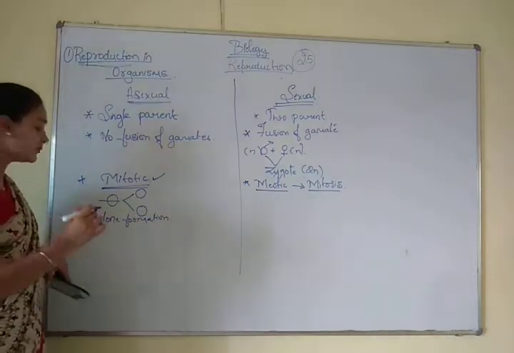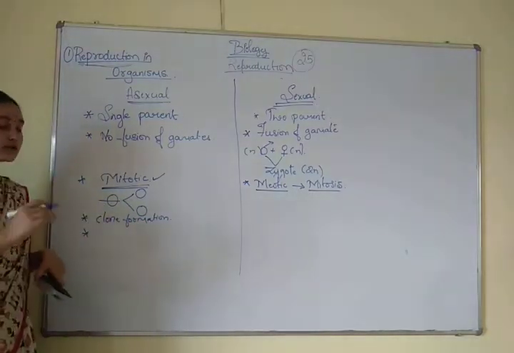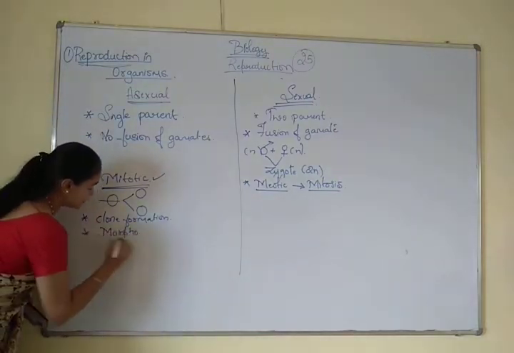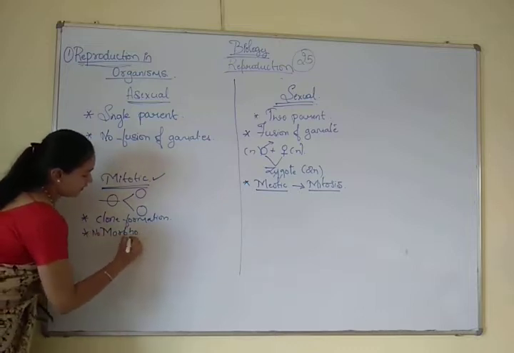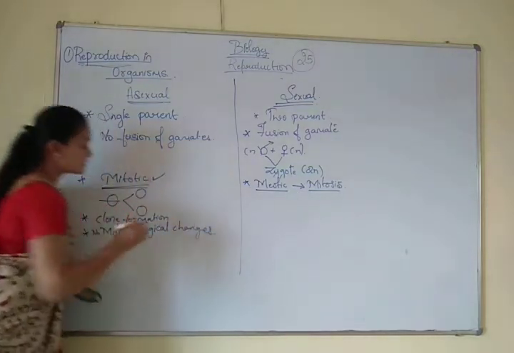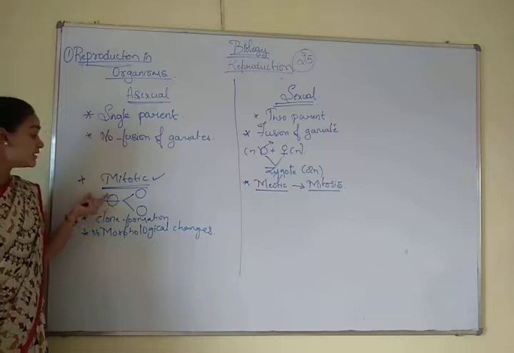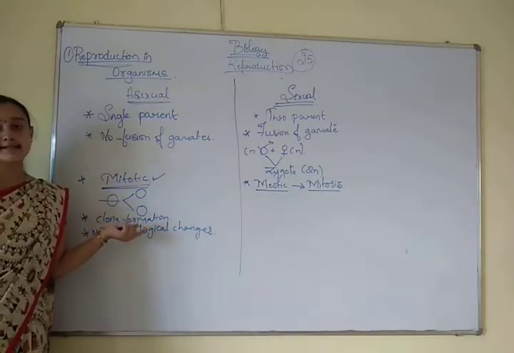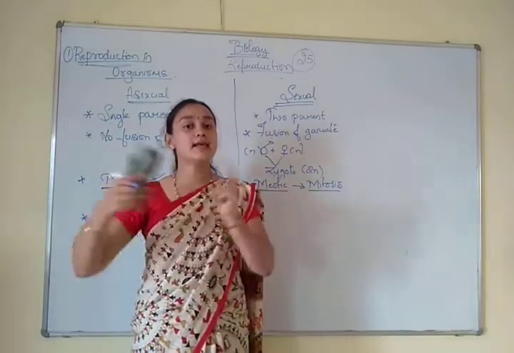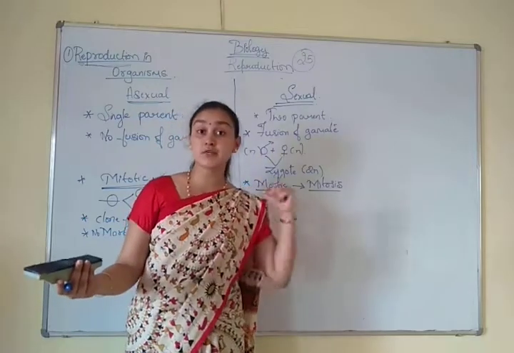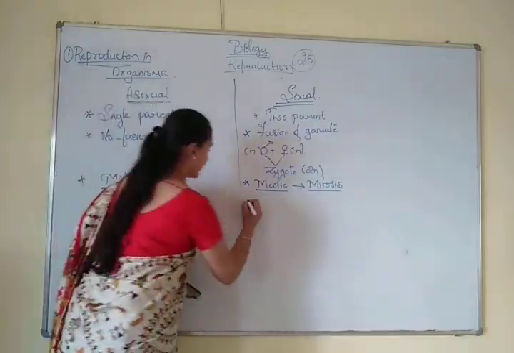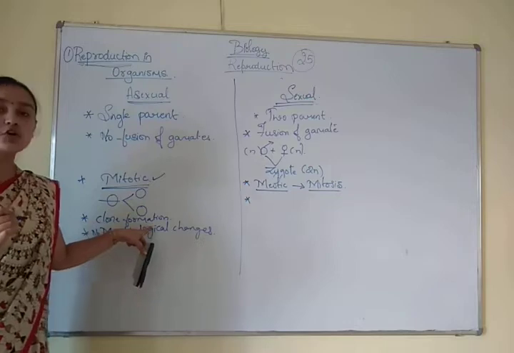ಕ್ಲೋನ್ ಫಾರ್ಮೇಶನ್ ಅಲ್ಲಿ ಏನು, if it is a clone formation then there are no morphological changes in the daughter cells. ಅಂದ್ರೆ ಹೀಗೆ ಮೀನ್ಸ್ ಈಗ ಪೇರೆಂಟ್ ಸೆಲ್ ಹೇಗಿರುತ್ತೆ, same like that even the daughter cells will be produced in the asexual reproduction. Understood? But whereas in the sexual reproduction, there is no clone formation.